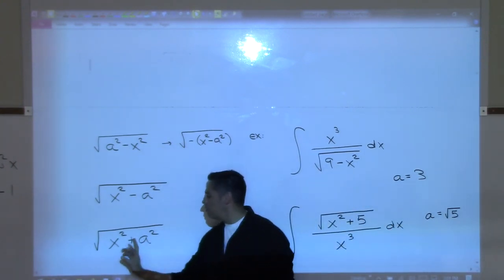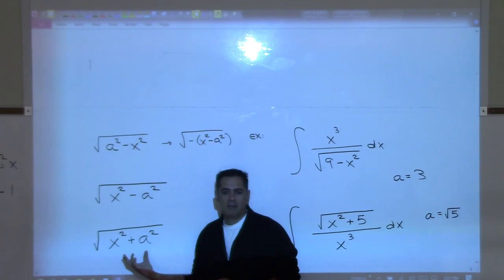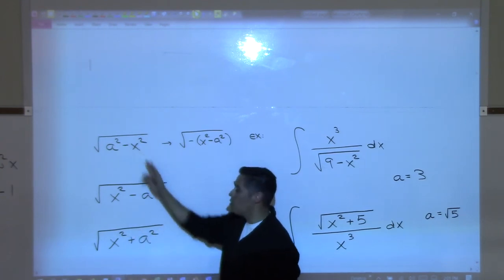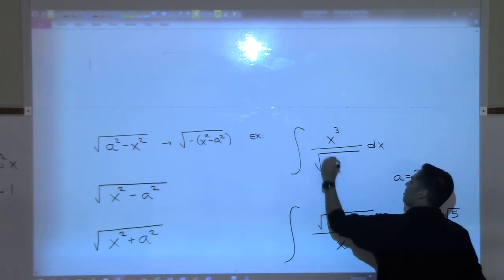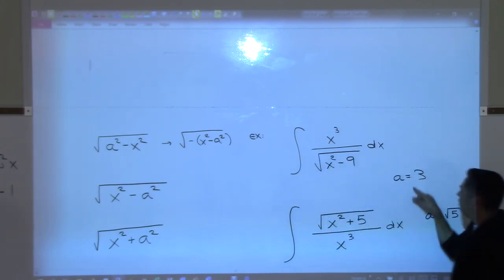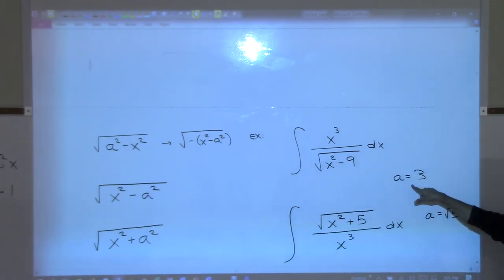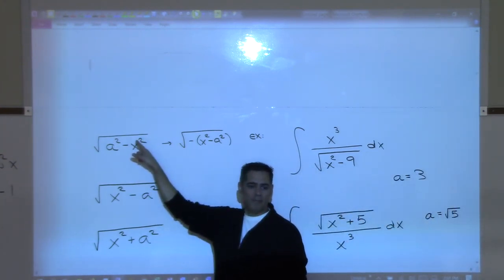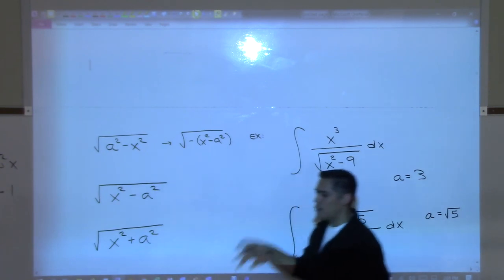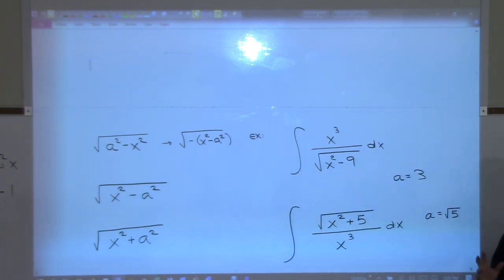Now this one, you could flip the order around. It's the same thing, right? But these two, the order matters. So if I go back to this problem and I change it to x squared minus 9, do we still have a being 3? Yes? But it looks like this one, not that one, right? So these are our 3 different scenarios that we're going to work with.